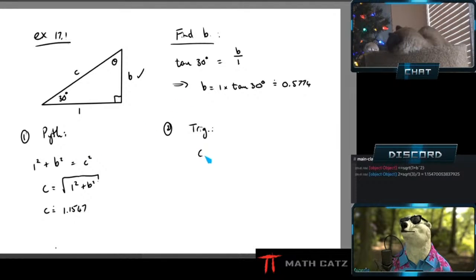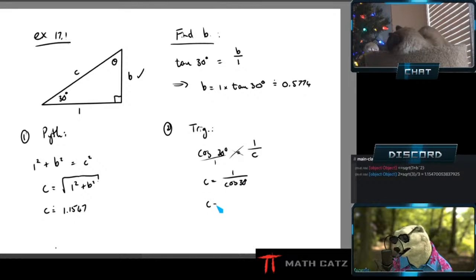So I can use cosine of the given angle 30, because that is the adjacent side over the hypotenuse side. And then c is equal to 1 over cosine 30. Cross multiply or flip everything or however you are comfortable doing it. So let's see if we get the same value for c, because of course we should, right?